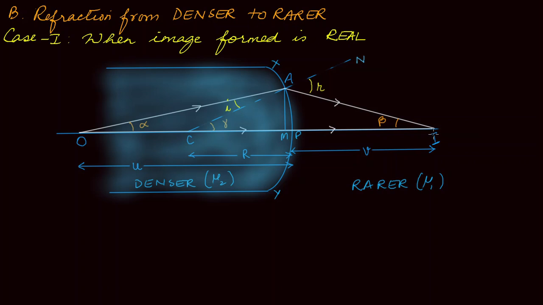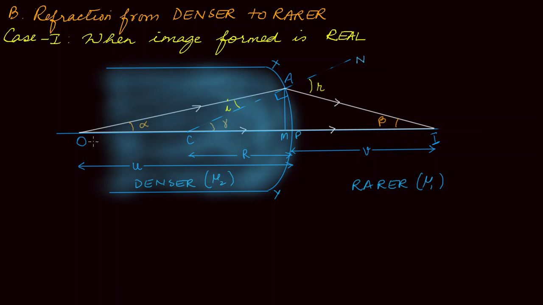Understand? C here is the center of curvature. If you join C and any point on the circumference, then this angle will be 90 degrees. Yes, normal. So this line becomes the normal. You have this normal, you have this OA as the incident ray, then the angle between them is the angle of incidence I. The refracted ray and the normal, the angle between them is the angle of refraction R.